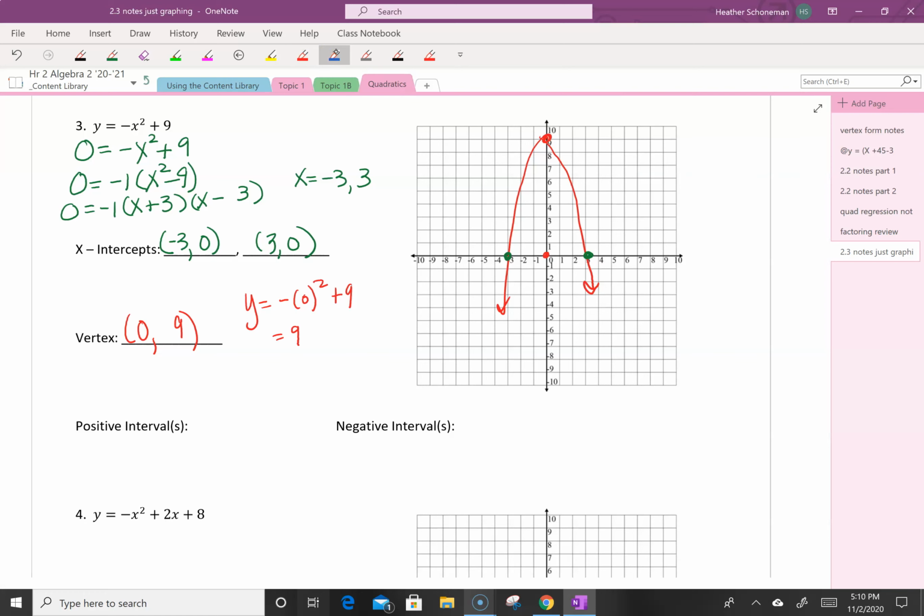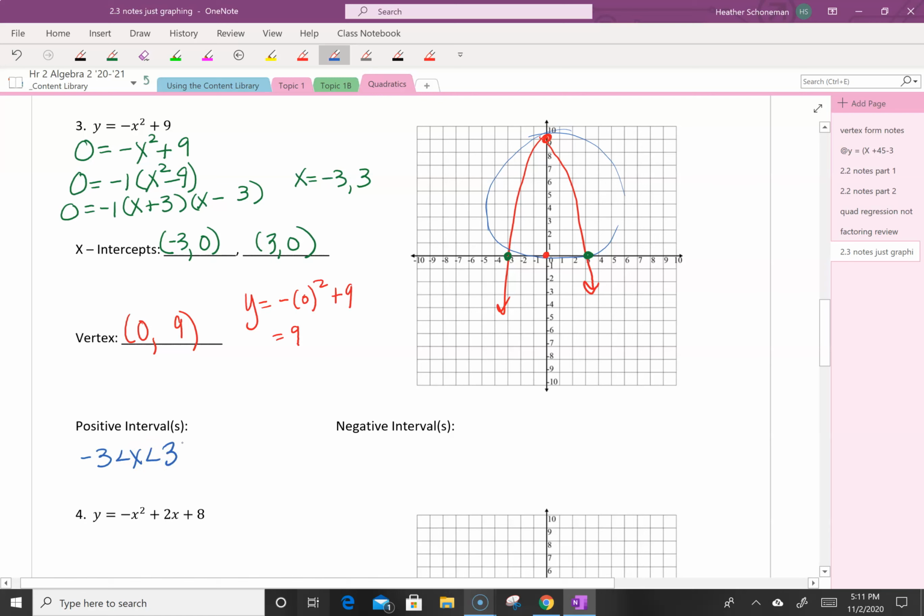Okay, but now that my graph is opening down, my positive and negative intervals are a little bit different. This time, there's only one positive interval. There's only one section above the x-axis, and that is all the numbers in between negative 3 and 3. So I'm going to write it as a compound inequality.